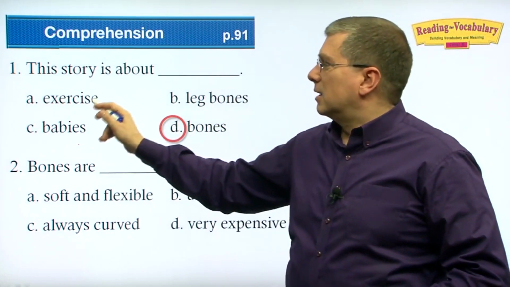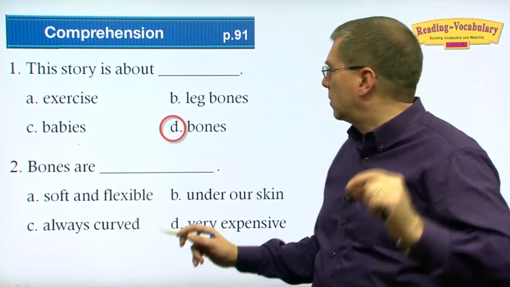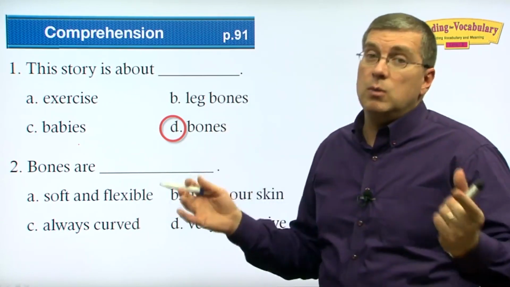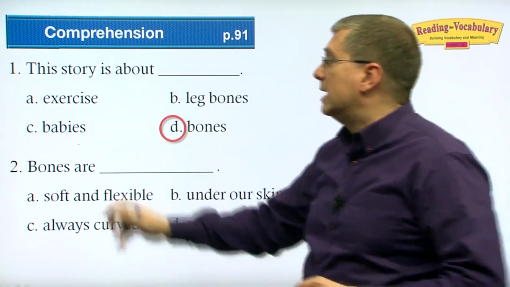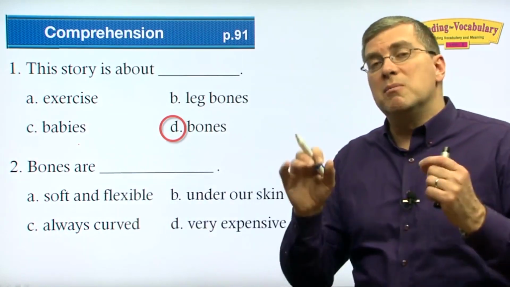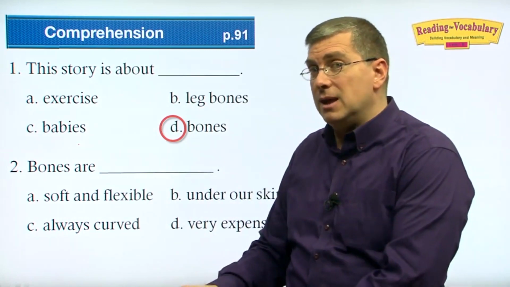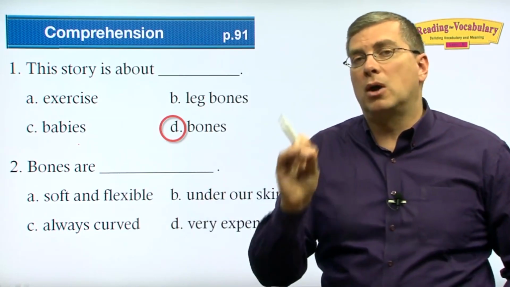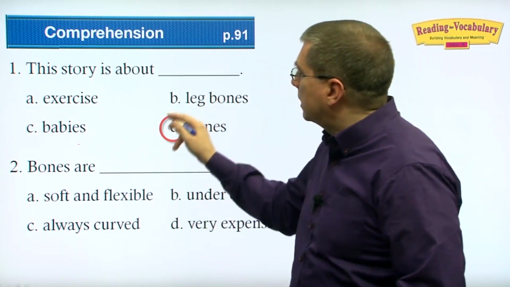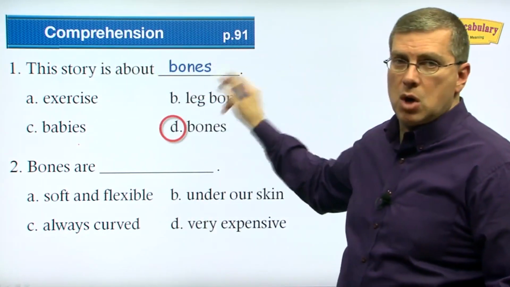The story is not just about exercise. Exercise was a small part of the story. B, leg bones. Yeah, we said leg bones, but again, that's just a small part of the story. C, babies. We mentioned babies. Babies have more bones when they're a baby. The bones grow together, but that was just a small part of the story. The whole story is about bones. So this story is about bones.